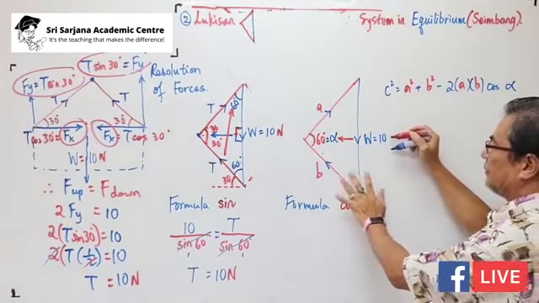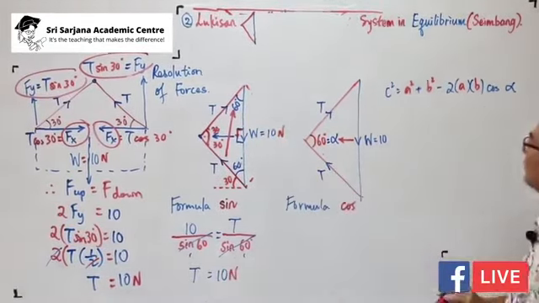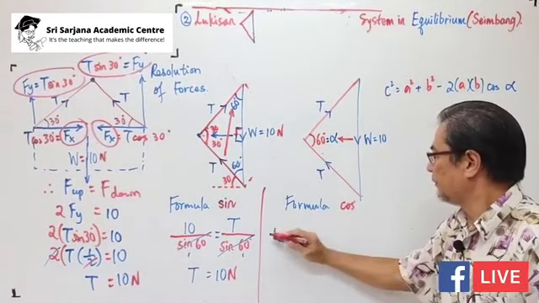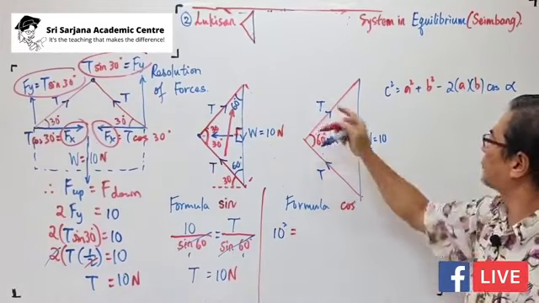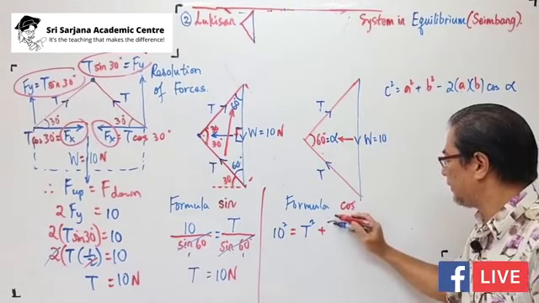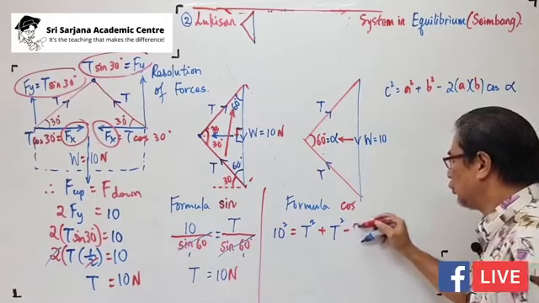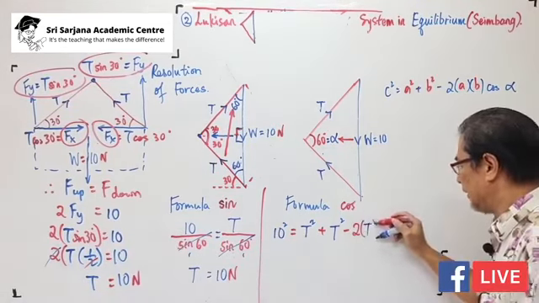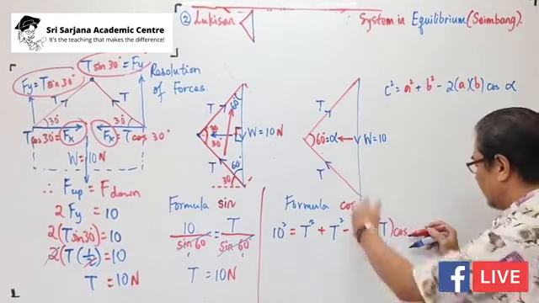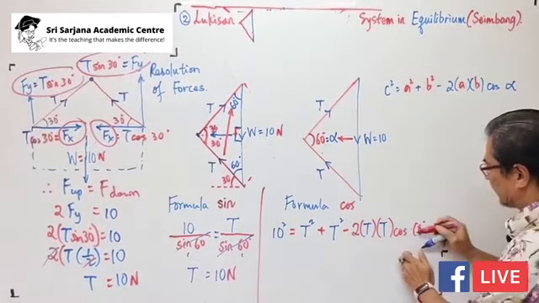Newton. This is a T. This is another T. So what you do is you apply this formula. You're going to get C squared, which is this one, which is 10 squared, equivalent to this squared: T squared plus, this is your A, plus another B, another T squared, which is your B squared, minus 2 times A, which is T, and then B also T, and then you're going to have a cos alpha, which is 60 degrees.